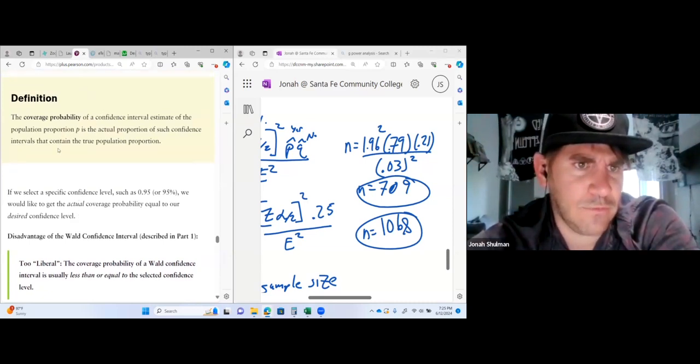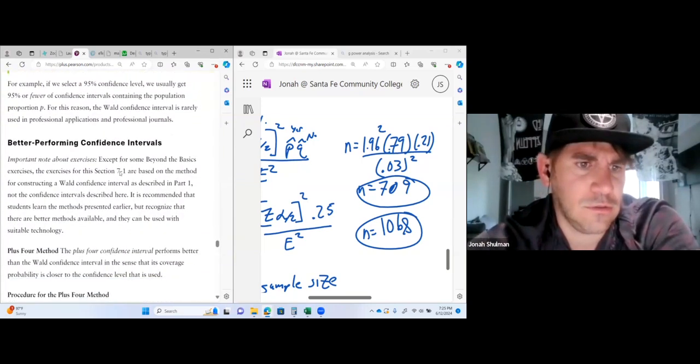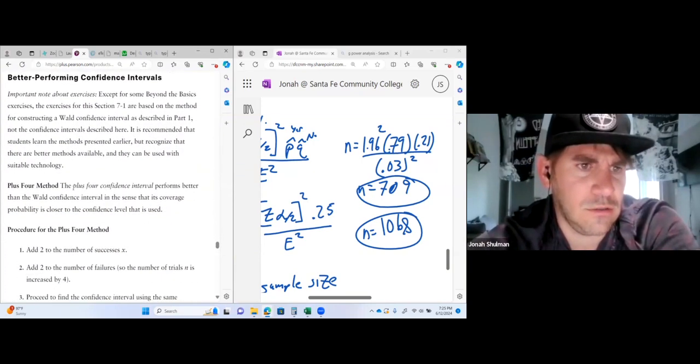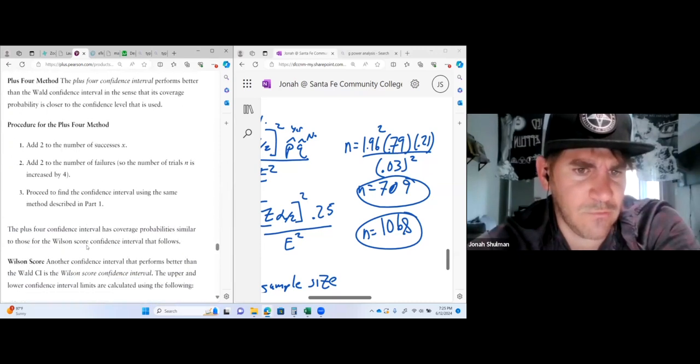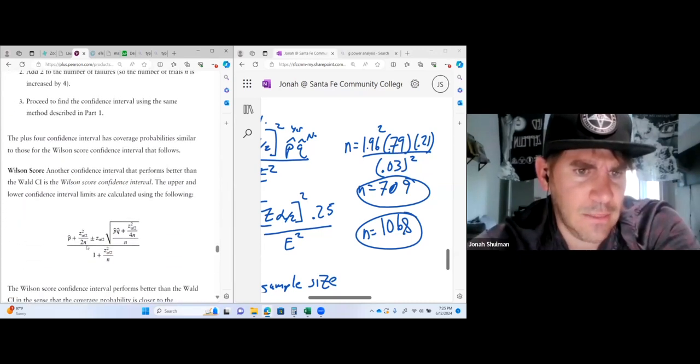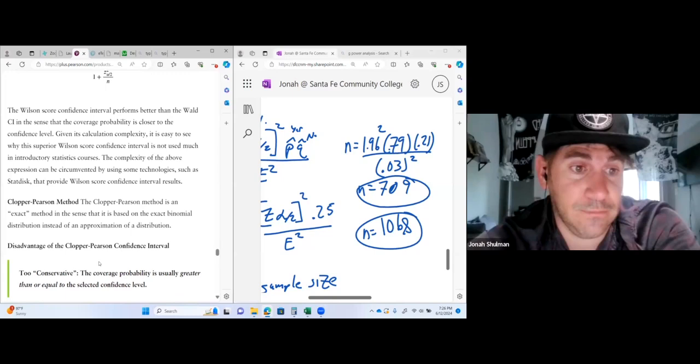Actual proportion of the population that contain the true population proportion. So the +4 method performs better than the Wald. We add 2 to the number of successes and add 2 to the number of failures, so the trials will increase by 4. And then we have the Wilson score, which looks a little crazier, which I don't think we're going to do.